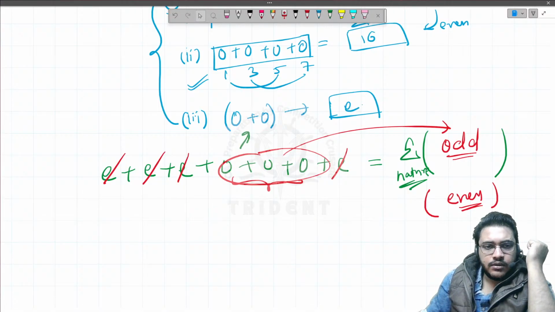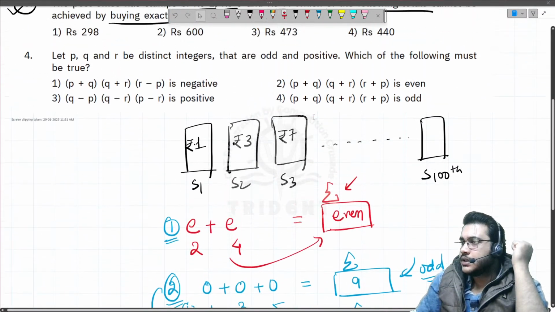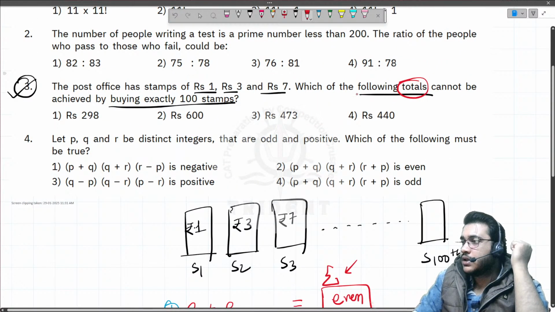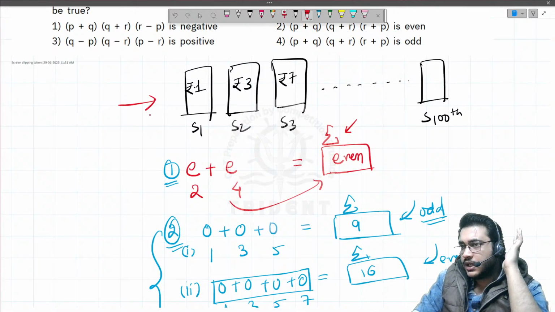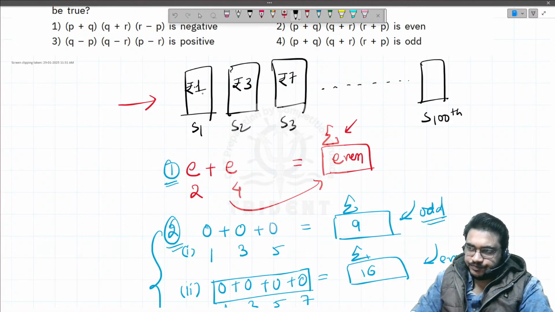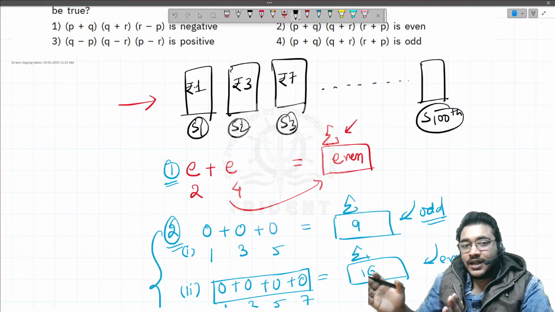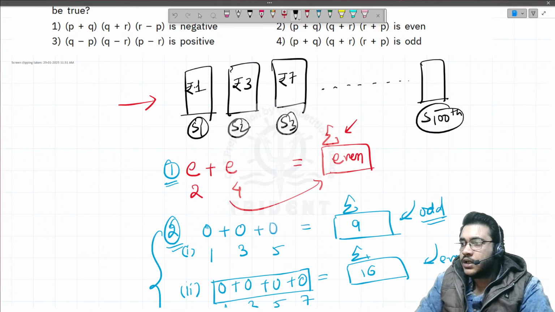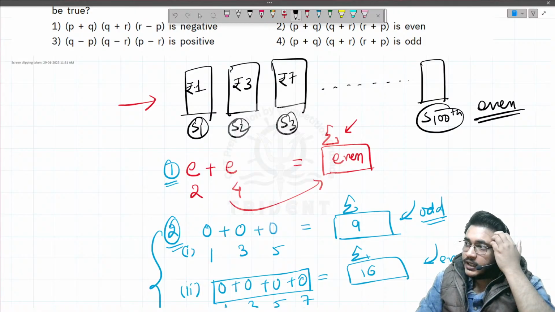Now what else can I do? Let's see the question and try to understand. The question says, which of the following cannot be the total achieved by buying 100 stamps? Now if you look at this question through this logic, you'll realize that the stamps are all odd numbers effectively. And there are a total of 100 stamps that I am buying, so the number of odd numbers is even. So the total summation at the end of the calculation will invariably be an even number.